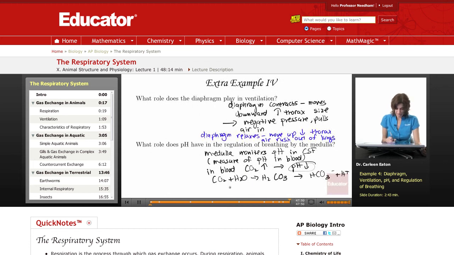Decreased pH leads the medulla to increase the rate and depth of breathing. So when the medulla senses that pH has dropped, there is an increase in the rate and depth of breathing.